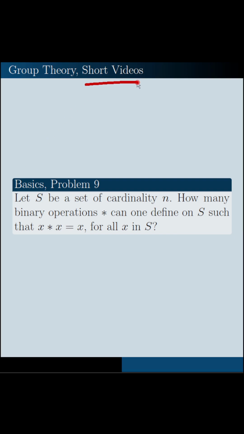Hello, in this short video I'm going to solve the following problem. Let S be a set of cardinality n. How many binary operations star can one define on S such that x star x equals x for all x in S? Pause the video at this point and give it a try.